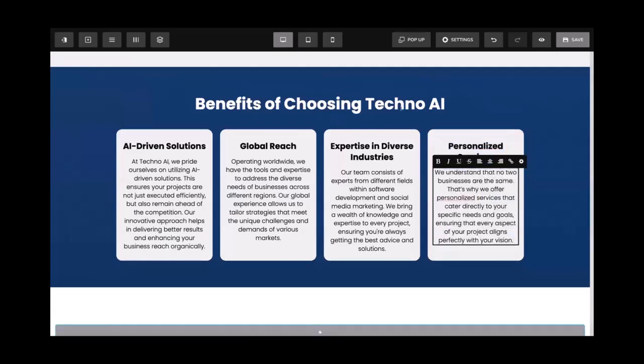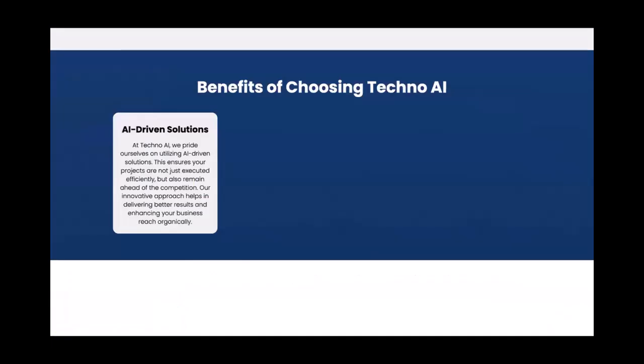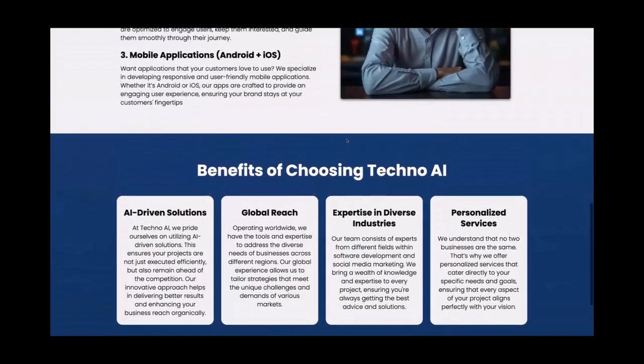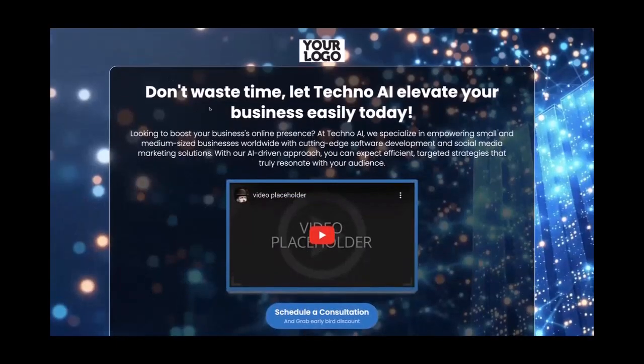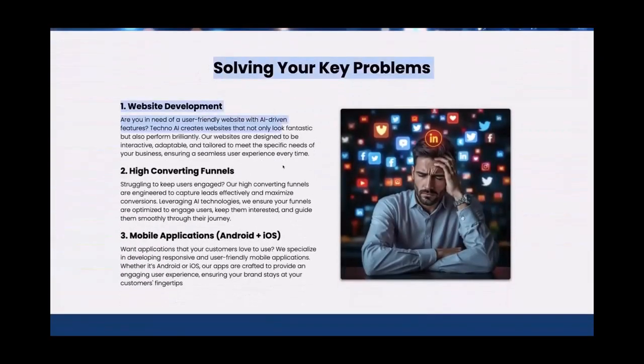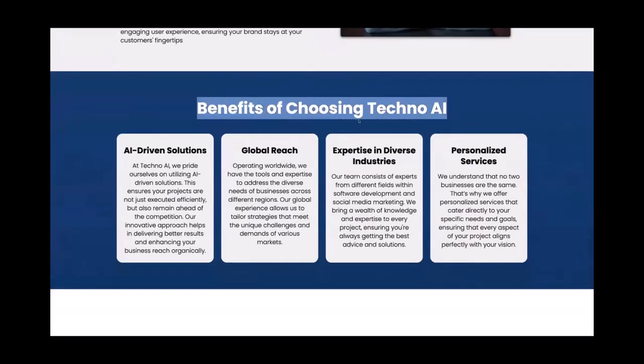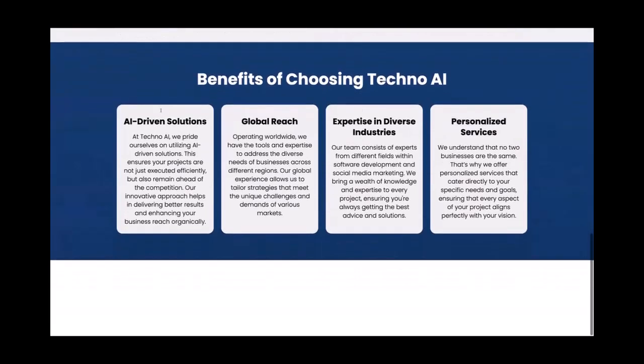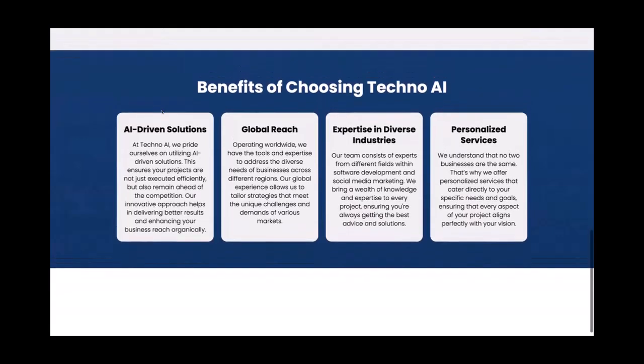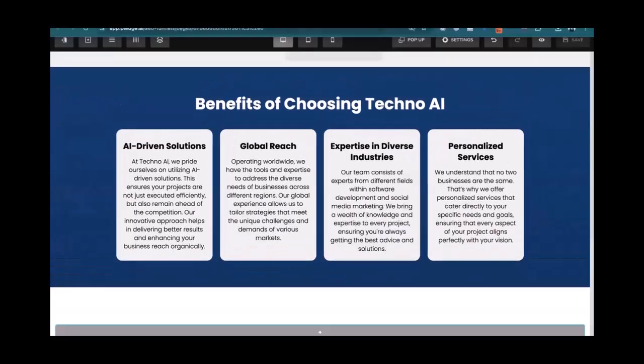So here, perfect. Let's save and see how it looks. Perfect. So we got this so far. We have the hero section. We got the solving your key problem section, and we got the benefits of choosing Techno AI. And we can add icons. I would have added icons, but I have told you how we can add it. So you can search for it and add the best matching icons over here, or the images if you want to. But for now, we'll just keep it this way and let's go to the next step.